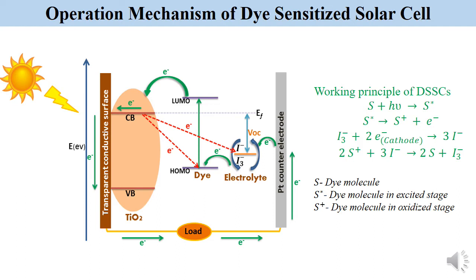The I3 minus ions in the redox couple are reduced to I minus by receiving electrons from the platinum coated counter electrode. Finally, the oxidized dye molecules are reduced by I minus ions in the redox couple. Now we can go to the demonstration of the fabrication of dye-sensitized solar cells.